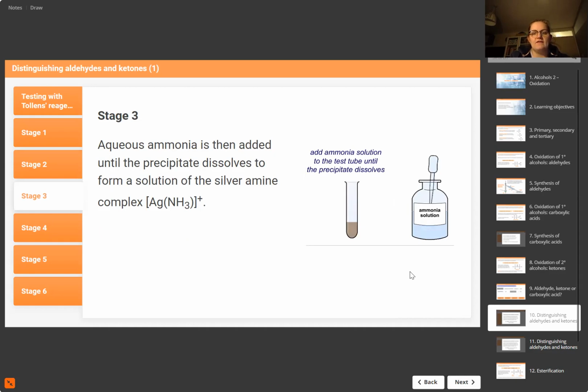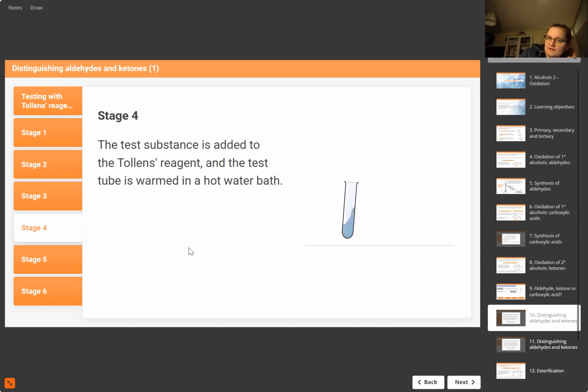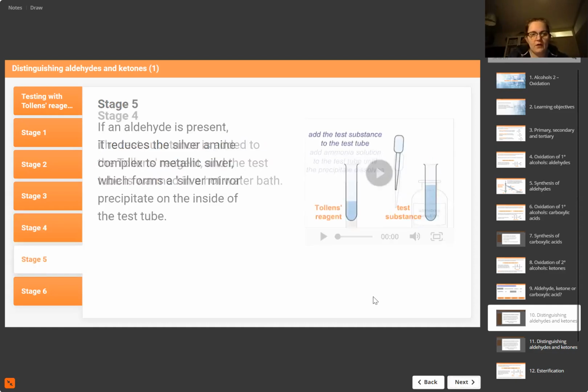So here we go. That's our ammonia being added, and it's going to keep being added until the precipitate dissolves and we form a solution of the silver amine complex. Once we've got that, the test substance is added to the Tollens reagent, and the test tube is warmed in our hot water bath. We get some of our test substance, whatever it is, we want to know if it's aldehyde or ketone, we add it to our Tollens, and then we put that in a water bath.